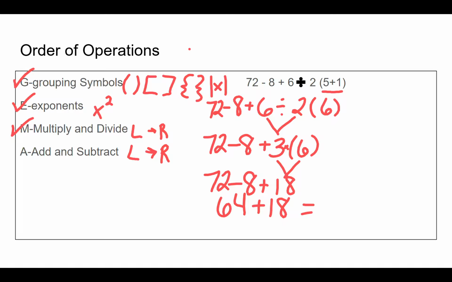And we are at 82. So 82 is our answer. We're going to circle that whenever we get an answer to a problem. It's always good to circle it to show our work and show where our answer lies.